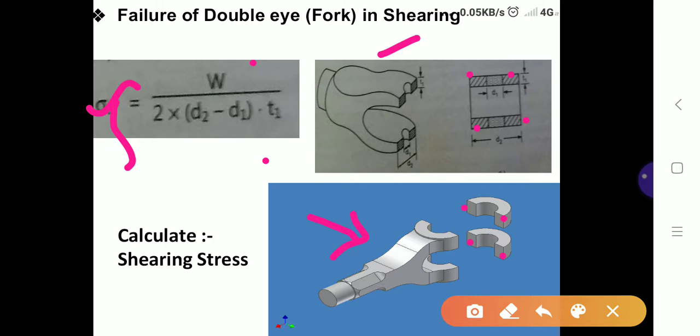So these are the rectangular portions: d2 minus d1 into thickness, means t1, multiplied by 2 because it is a double eye. From that equation we calculate shearing stress. If this shearing stress is within limit, then design is safe. If it is above the limit, then we need to modify the dimensions. It may be either d2, d1 or thickness.